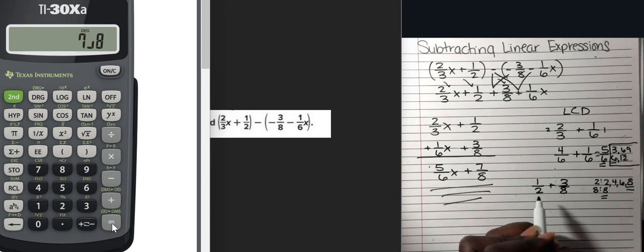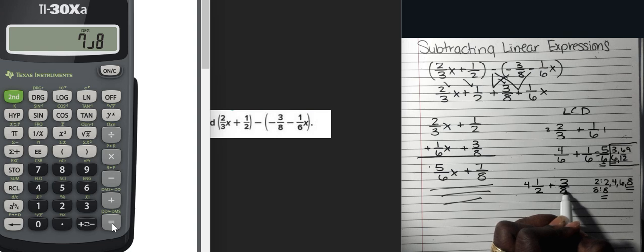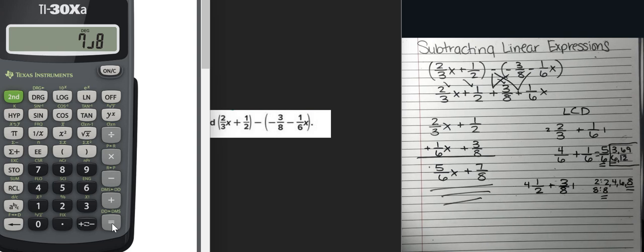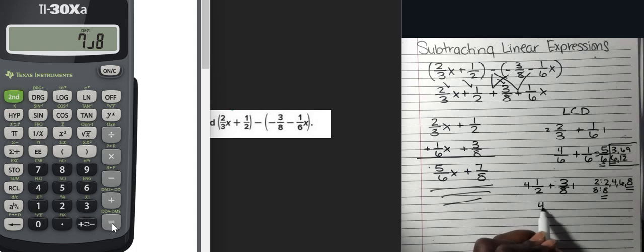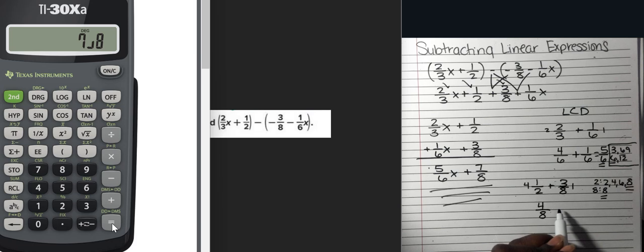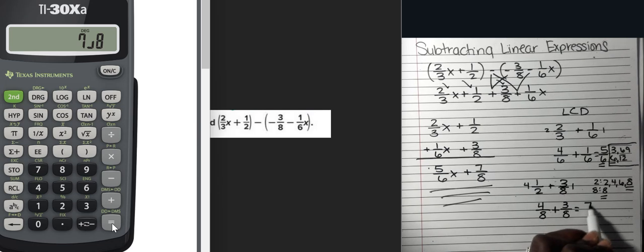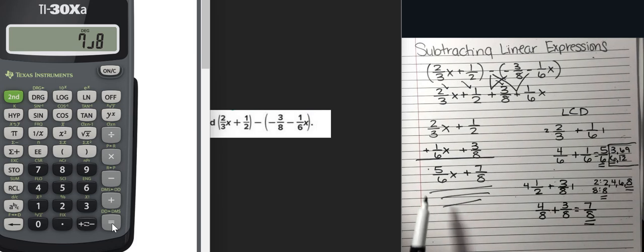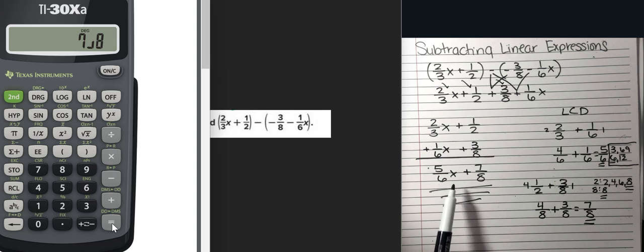Okay, so how would I go from 2 in multiples of 2s to get to 8? Well, that's going to be 2 times 4. And if I'm counting by multiples of 8, how do I get 8? You just talk about one multiple of 8. So what we end up with is 4 times 1, that gives me 4. 4 times 2 gives me 8. And then we have 3 times 1, that gives me 3. 8 times 1, that gives me 8. And our operation is addition, right? So we have 4 plus 3. That gives me 7. We'll keep our denominator and notice that we have the same thing here. So this was the correct answer, 5/6 x plus 7/8.